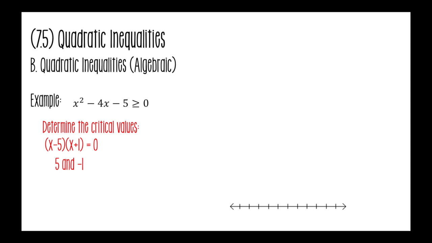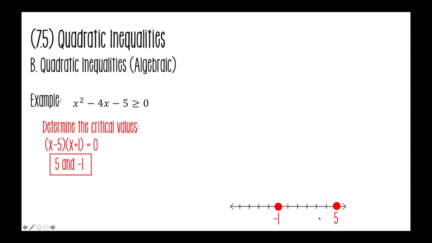Now I'm going to want to place those on my number line. And as I'm doing that, I'm trying to decide if these are going to be open or closed circles. Because this says greater than or equal to 0, these are going to both be closed circles. So I'll put those at -1 and positive 5.